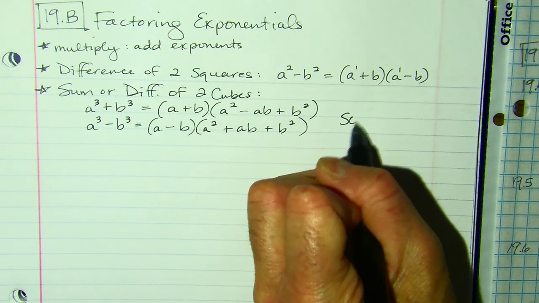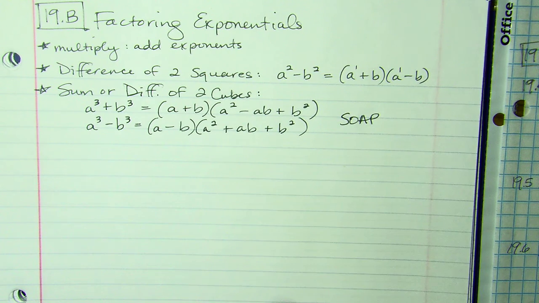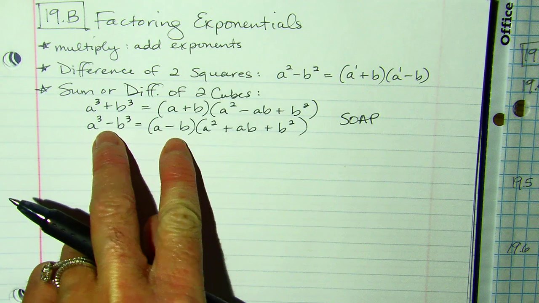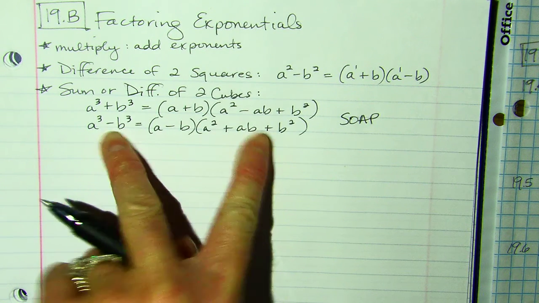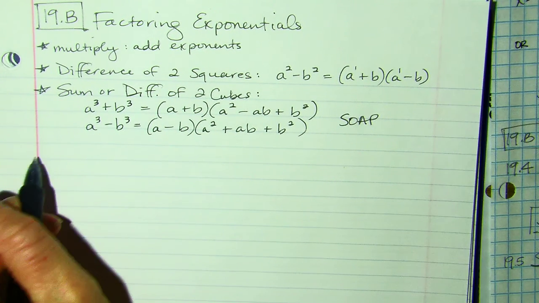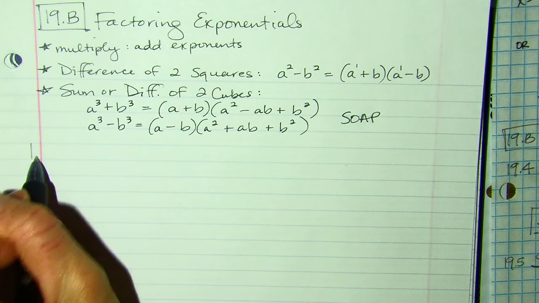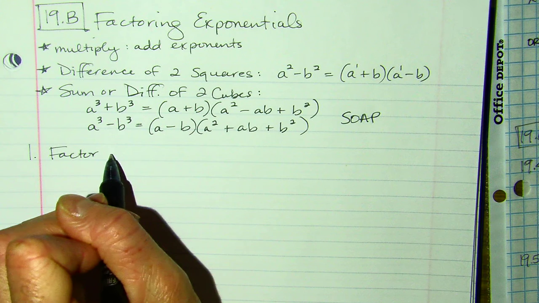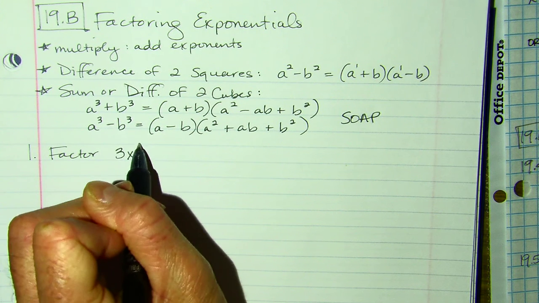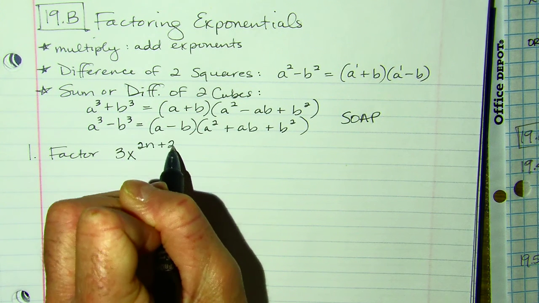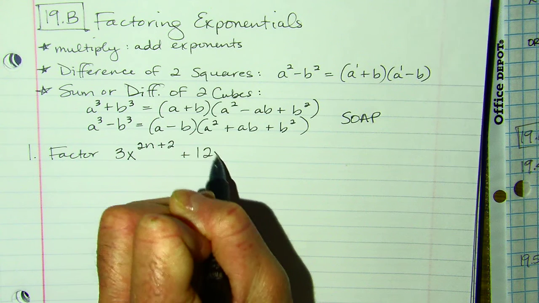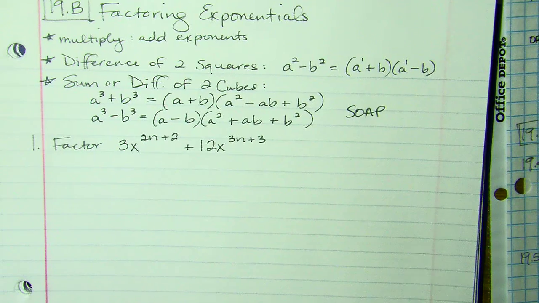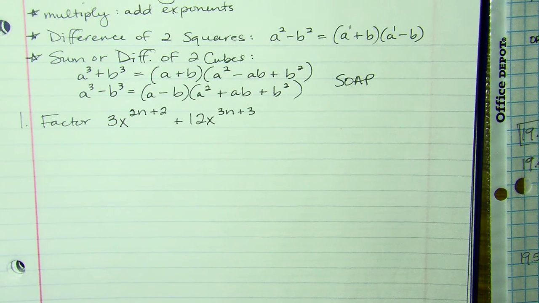Remember the SOAP acronym to remember your signs. Same, opposite, always positive. Same, opposite, always positive. So here we go. In 19 point B, let's factor. We're going to factor 3x to the 2n plus 2 plus 12x to the 3n plus 3. Now, I know that this is going to be kind of crazy looking, so bear with me.